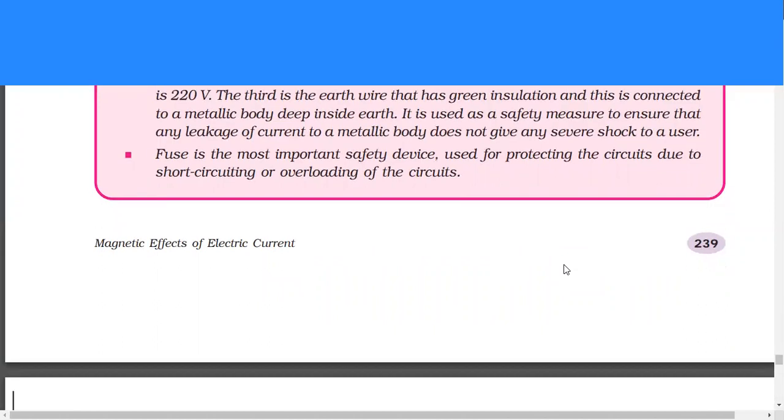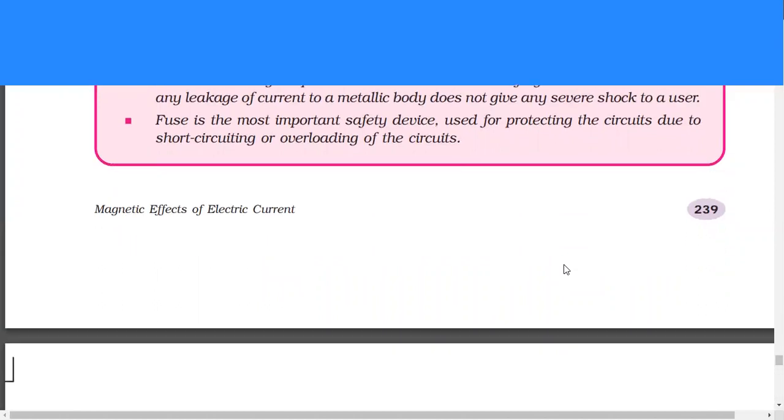Fuse is the most important safety device used for protecting the circuits due to short circuiting or overloading of the circuits.